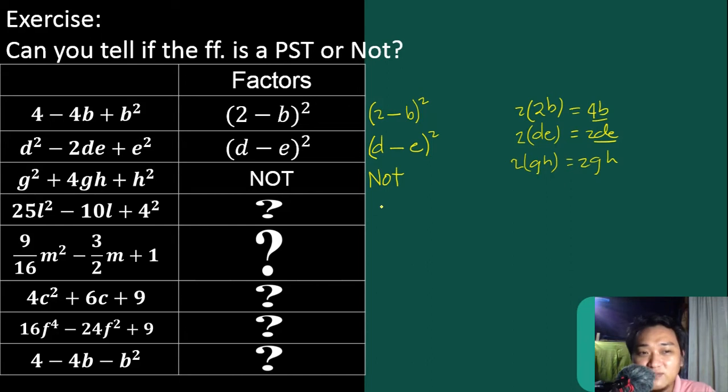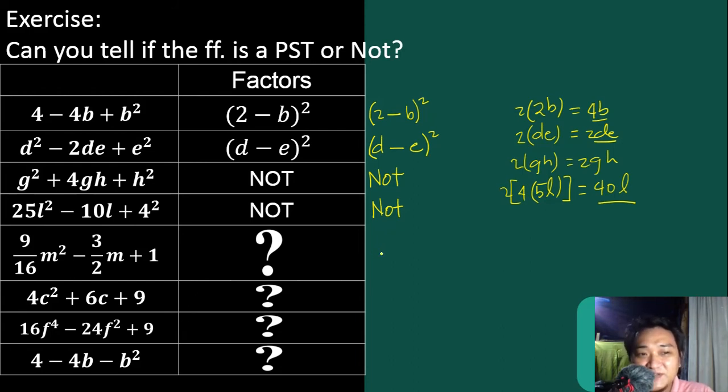25l squared minus 10l plus 4 squared. O 4 squared pa good. So, subukan nga natin. What is the square root of the first term? That is 5l times, what is the square root of 4 squared? That is 4 times 2, that is 5 times 4, 20 times 2, 40. 40l. So, kailangan yung middle term niya is 40l para maging factorable siya. So, maybe this is not factorable. Check natin kung tama tayo. Okay, so not nga, no?